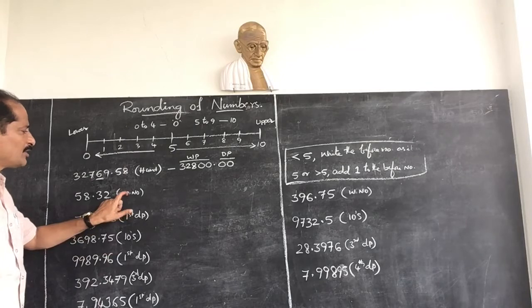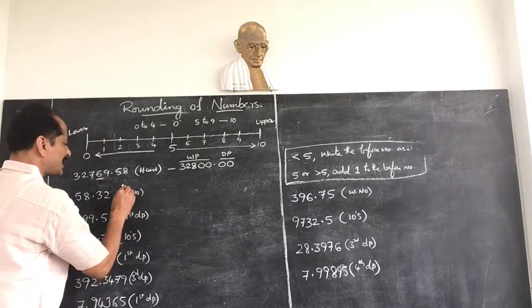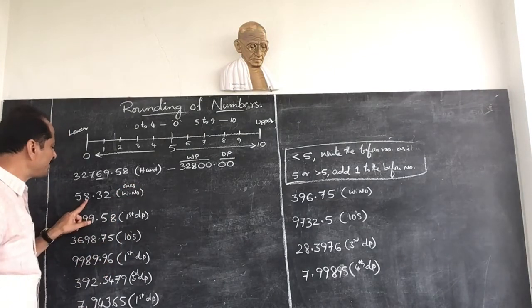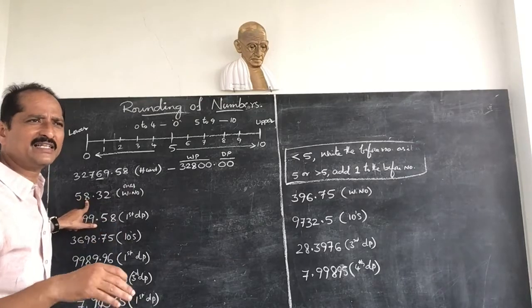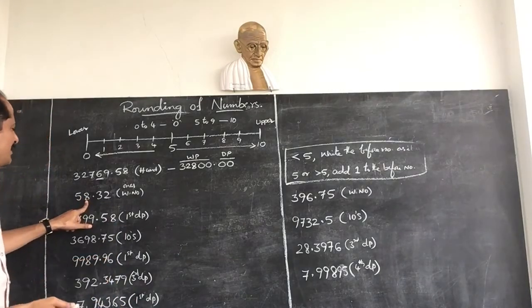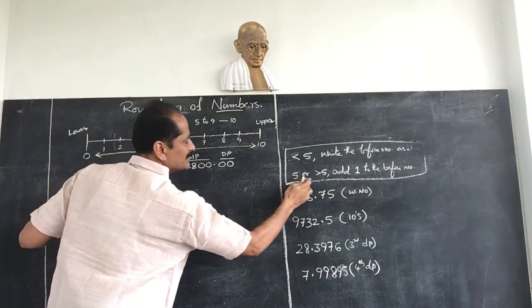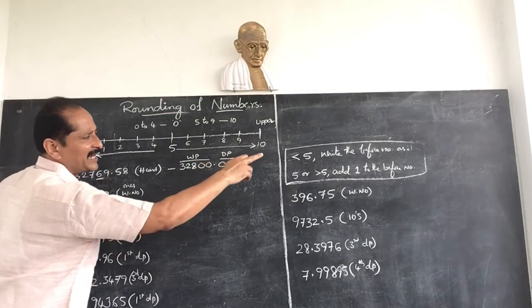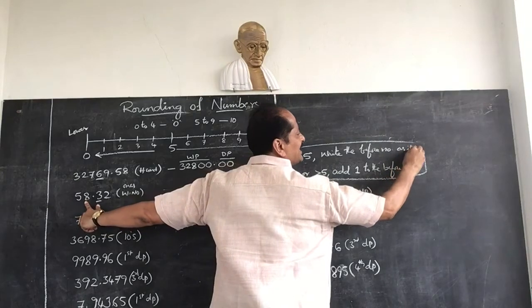Now round off this number to the whole number place. Whole number place is also known as ones place. So to round off this number to the nearest ones place, we should see the next lower place than ones place. What is next lower than ones place? Tenths place. That is 3. 3 means less than 5. So what to write? Write the before number as it is.